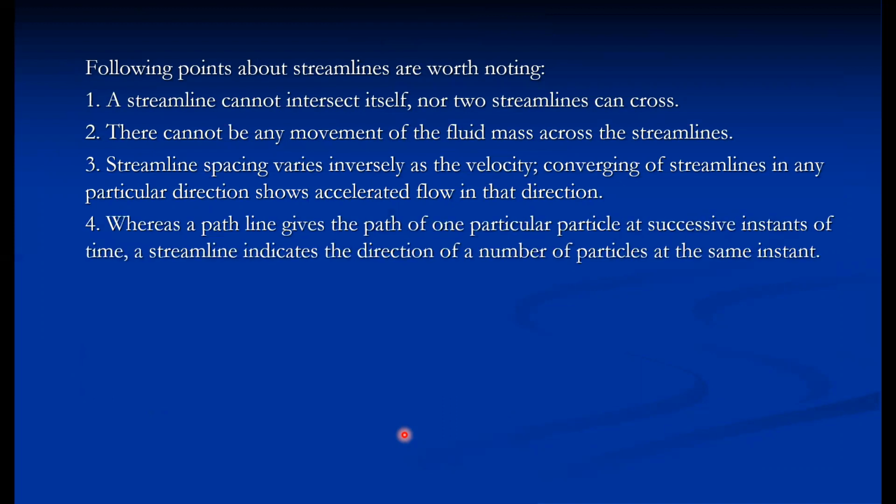Whereas a path line gives the path of one particular particle at successive instants of time, a streamline indicates the direction of a number of particles at the same instant. These lines are generally used in the Eulerian approach, that is a field approach. The series of streamlines represents the flow pattern at any instant.